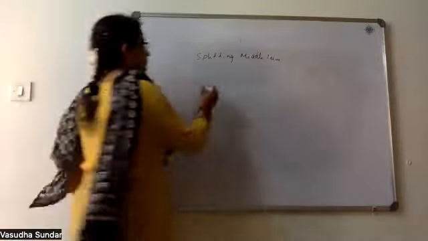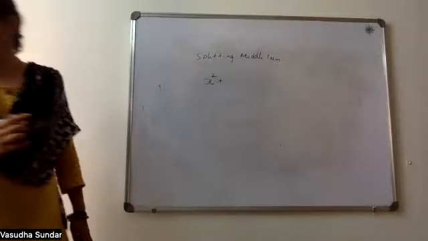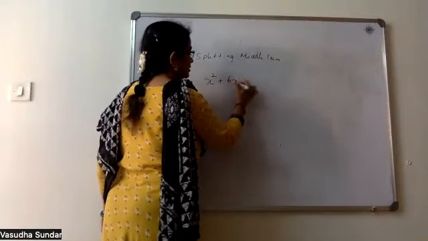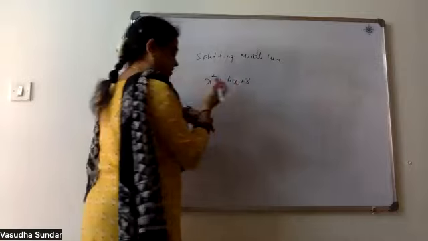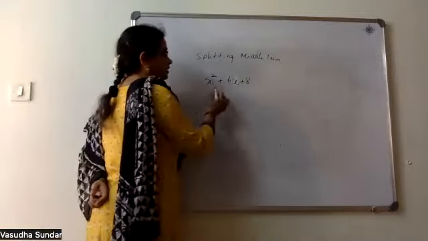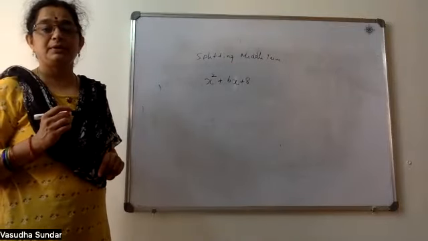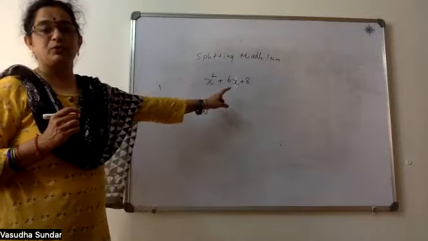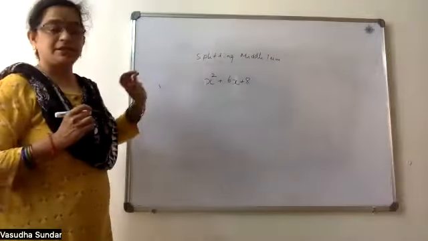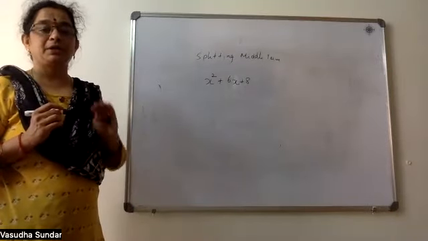Now, x squared plus 6x plus 8. Let us take this. Now, how will you find the product? There are 3 terms. I can't use common factor, there's nothing common. I can't use grouping because there are only 3 terms. For grouping, minimum I need 4 terms. Identities I can't use because they are not a perfect square. I'll try to do splitting the middle term.